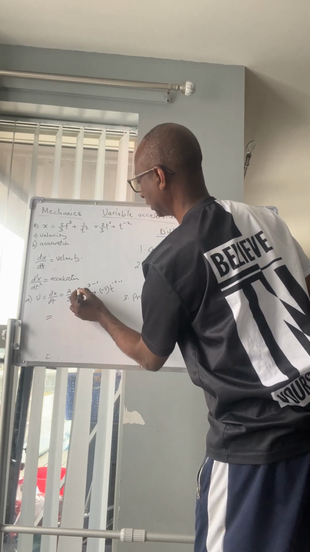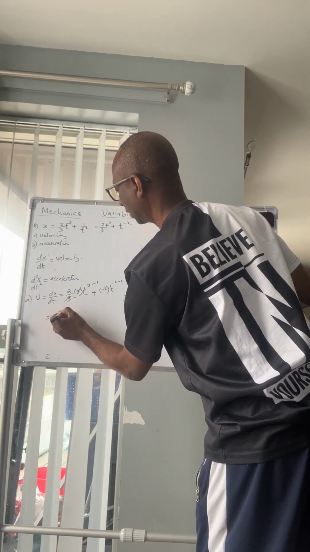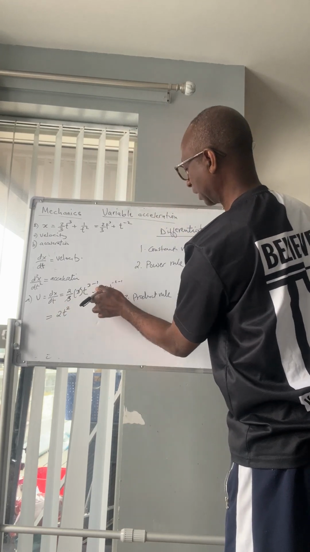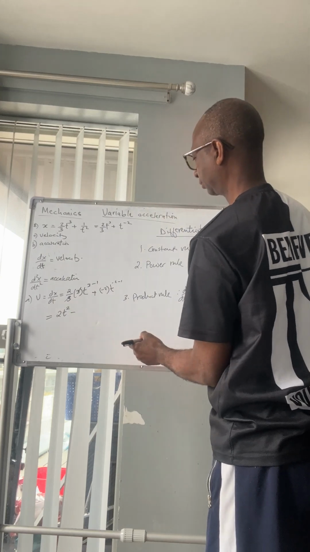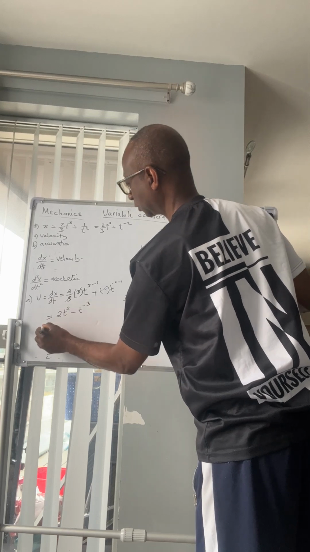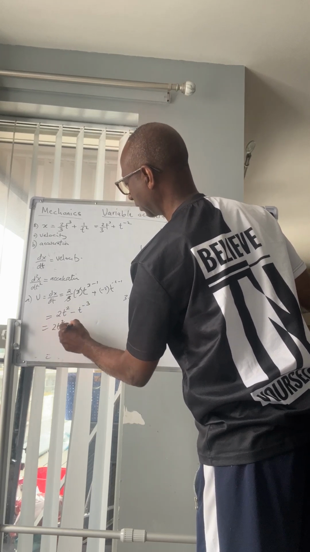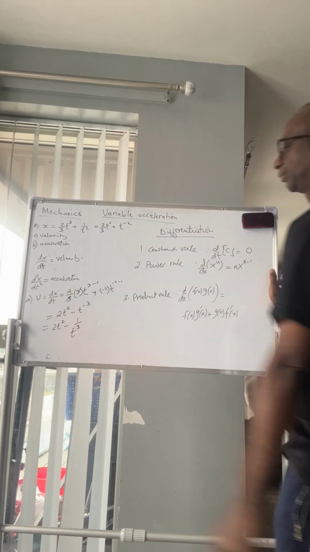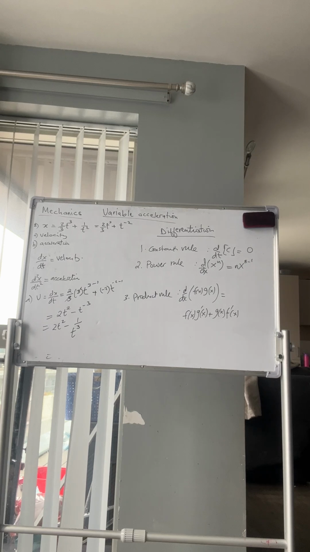So this will cancel this. So we'll have 2t, 3 minus 1 is 2, minus plus is minus. So minus 2 minus 3, minus 2 minus 1, t to the minus 3. So this is equal to 2t squared minus 1 all over t to the 3. That is the velocity of the particle: 2t to the power of 2 minus 1 all over t to the power of 3.